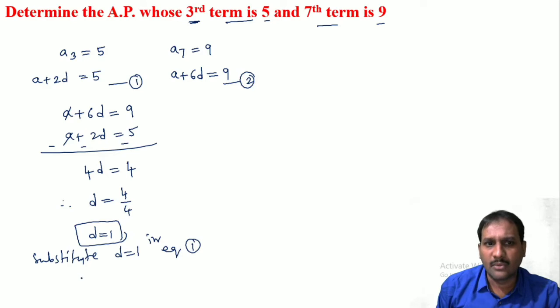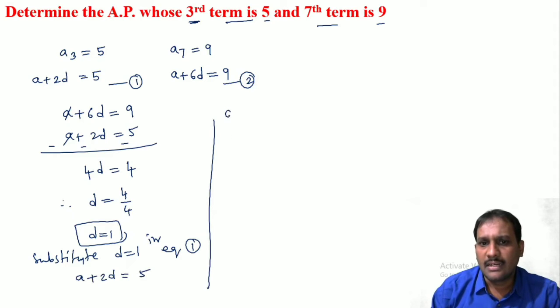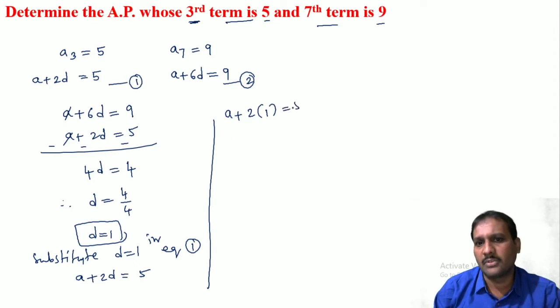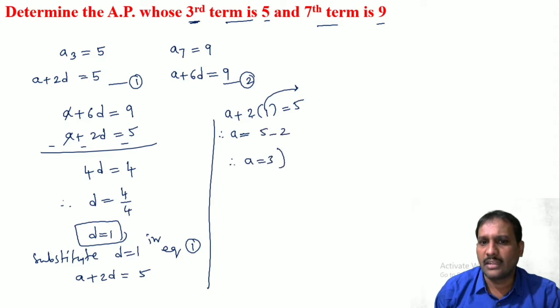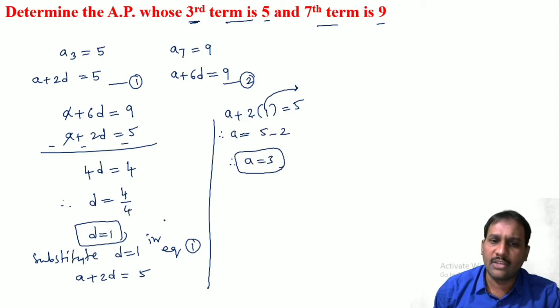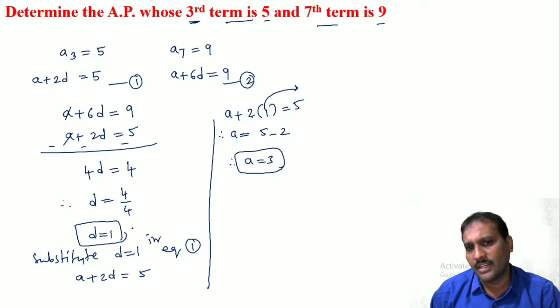So what is equation 1? a + 2d is equal to 5. So what is the d value? It is 1. a + 2 into 1 is equal to 5. Therefore a is equal to, so 2 into 1 is 2. If you send 2 to the other side, you will get 5 - 2. Therefore a is equal to 3. Now you know the first term, a is equal to 3, and the common difference d you know. Then it is very easy for us to find the arithmetic progression.